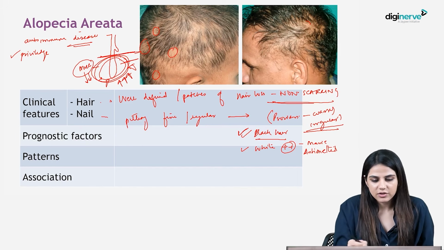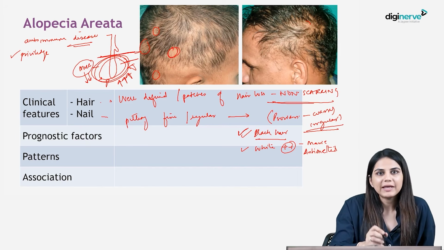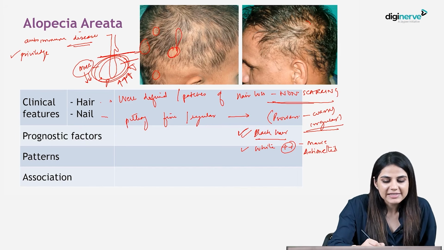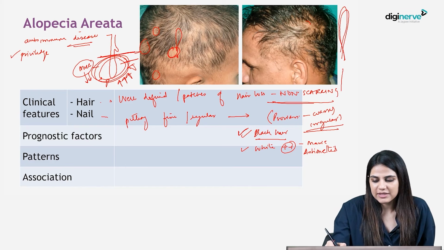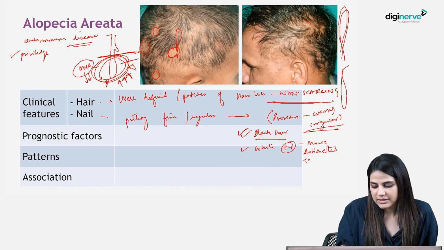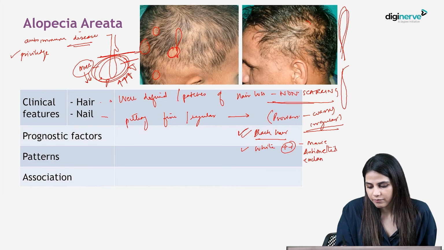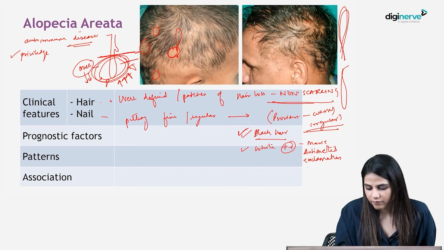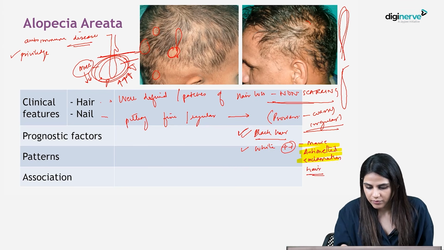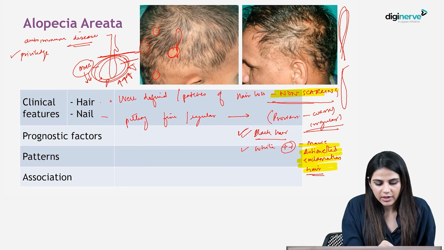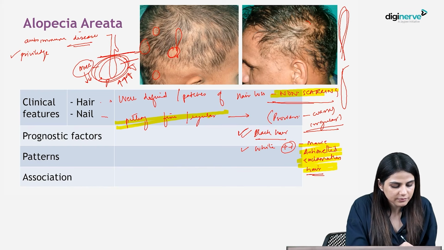Another classical feature is that at the border where the activity is, we find exclamation hair. As the name suggests, the shape of the hair is like an exclamation mark. A normal hair shape is inverted. So, exclamation hair. Remember these two? Non-scarring type and fine regular pits.